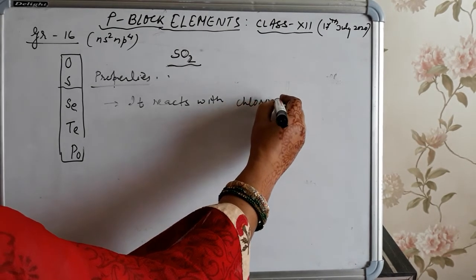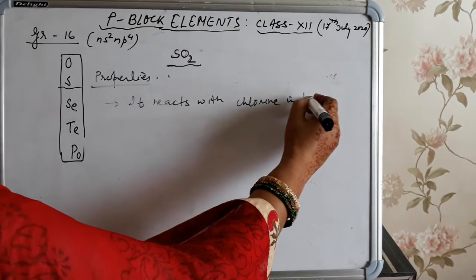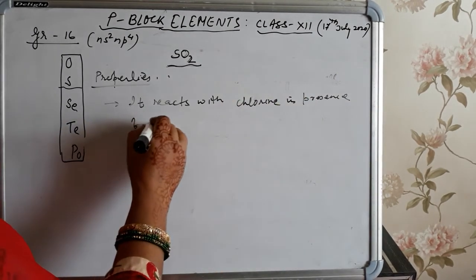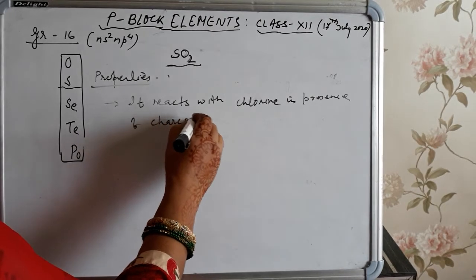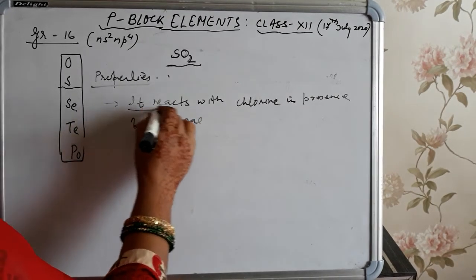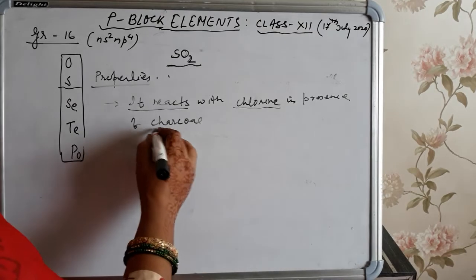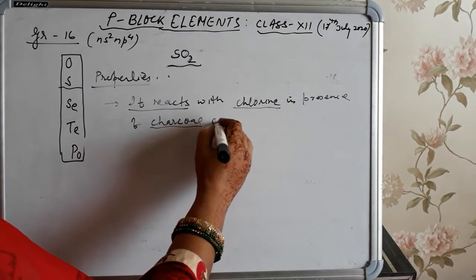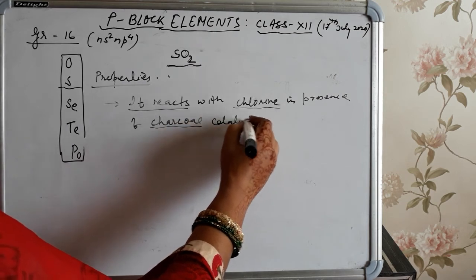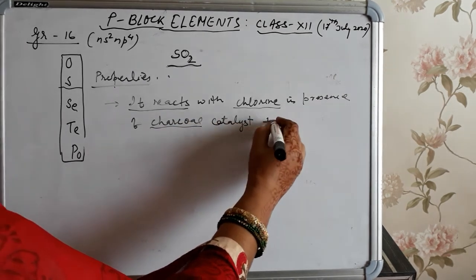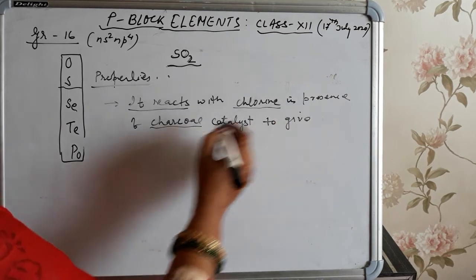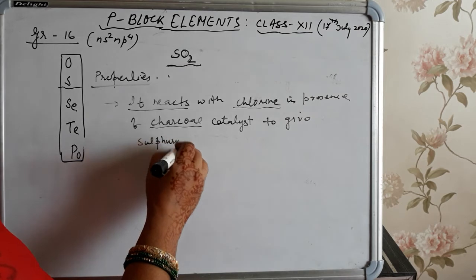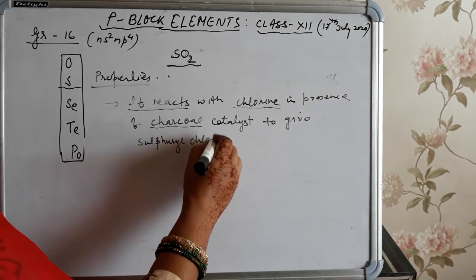It reacts with chlorine in the presence of charcoal. Charcoal is used as a catalyst, to give sulfuryl chloride. It is an important reaction, students.